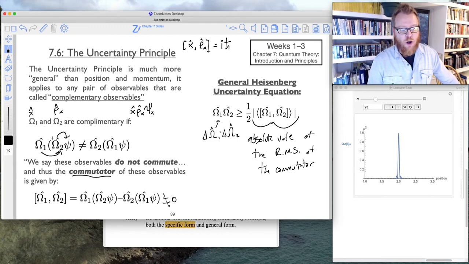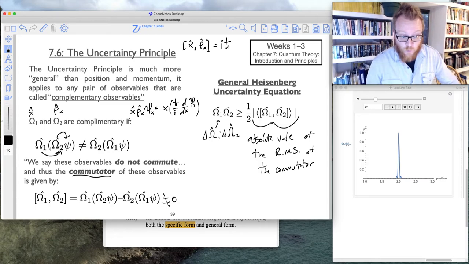So I just said, omega 1, let's call it position, omega 2, let's call it momentum, okay? And I'll just fill this in for you. So the position operator is x. The momentum operator is h bar divided by i d dx, and so that's, right, the first derivative of psi of x, okay?